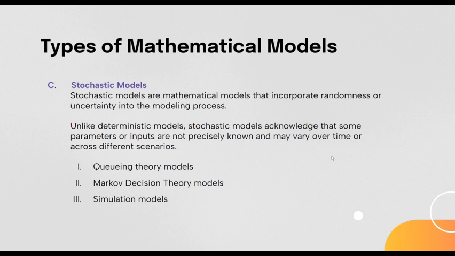Next, we have the stochastic models. Stochastic models are mathematical models that incorporate randomness or uncertainty into the modeling process. तो जो हमारे deterministic models थे उसमें ये चीज़ नहीं थी. उसमें we already knew the inputs that were going into our system, but in stochastic models we have some room for uncertainty and randomness in the modeling process. तो इसमें हमारे पास queuing theory models हैं, Markov decision theory models हैं and simulation models हैं.